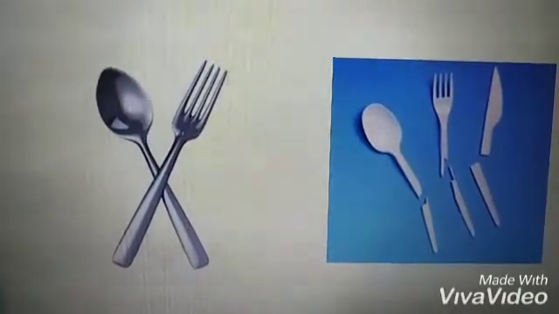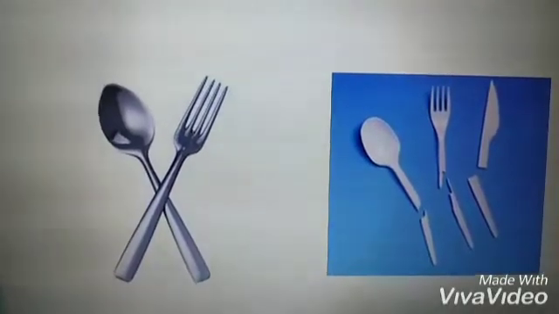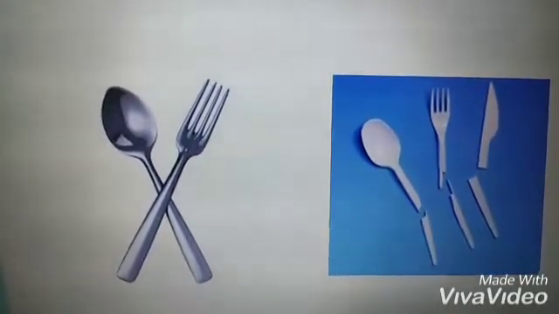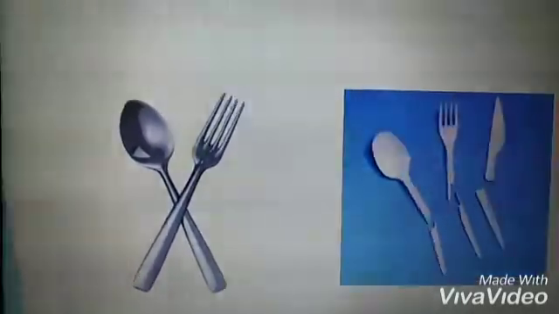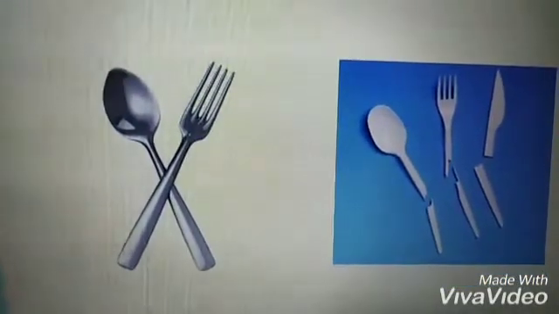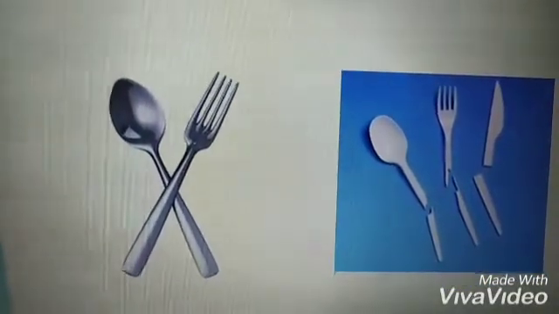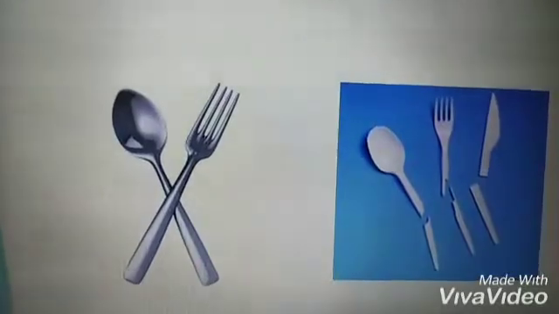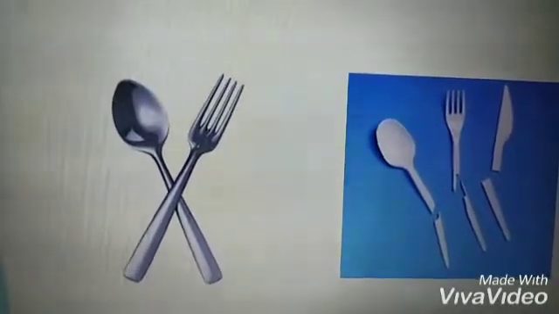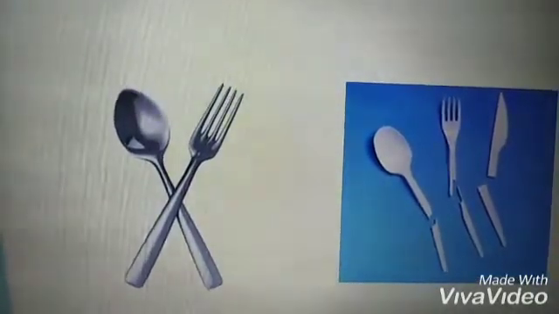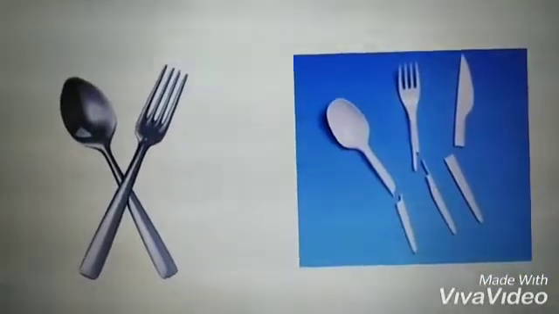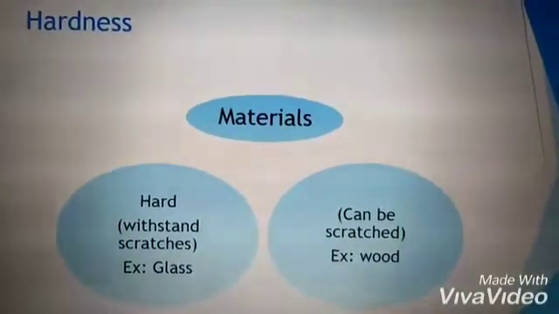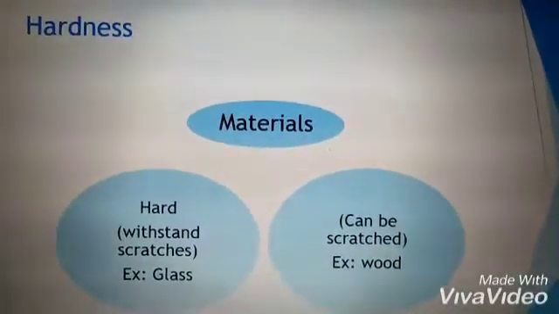Notice the difference between this metallic fork and spoon and this plastic fork and spoon and knife. You can see that the metallic spoon and fork are hard to break, while the plastic spoon, fork, and knife can break easily. Hardness is another property for materials.